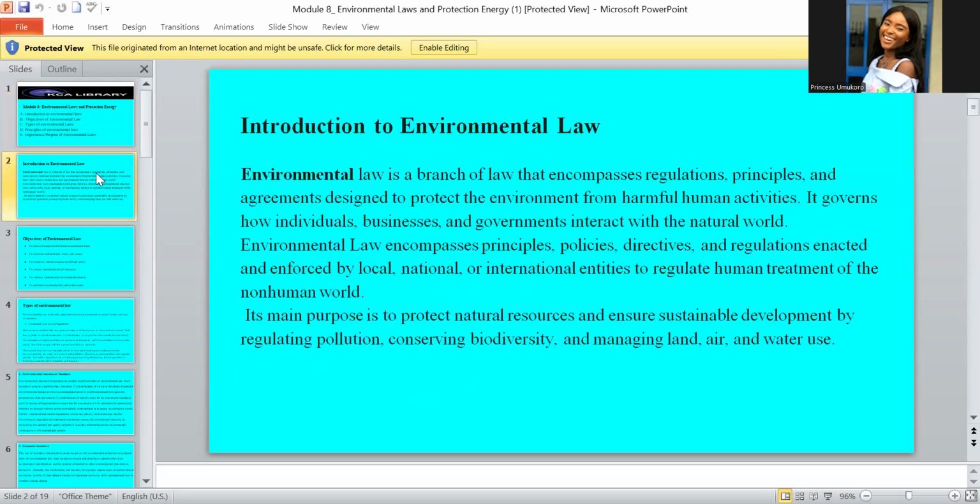Environmental law is a branch of law that encompasses regulations, principles, and agreements designed to protect the environment from harmful human activities. It governs how individuals, businesses, and governments interact with the natural world. Environmental law encompasses principles, policies, directives, and regulations enacted and enforced by local, national, or international entities to regulate human treatment of the non-human world.